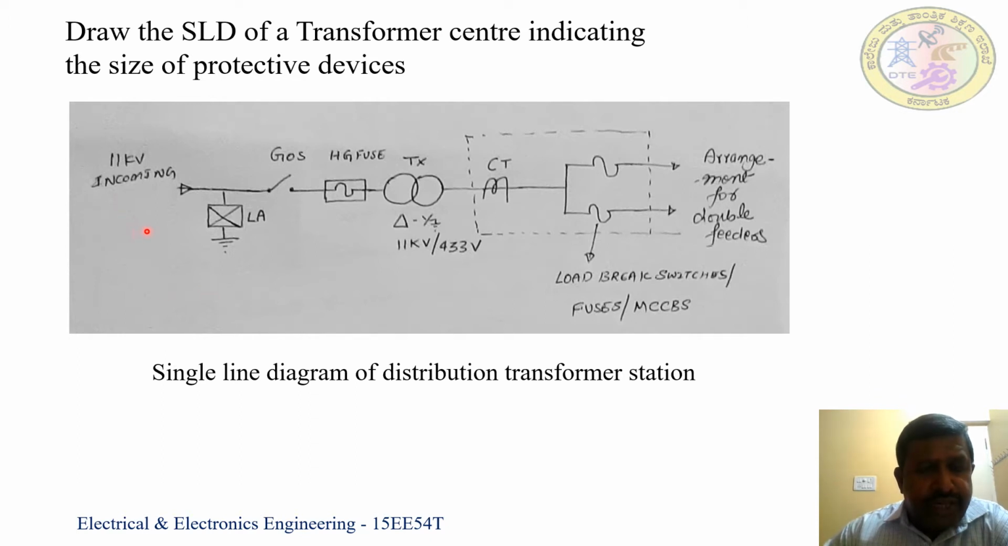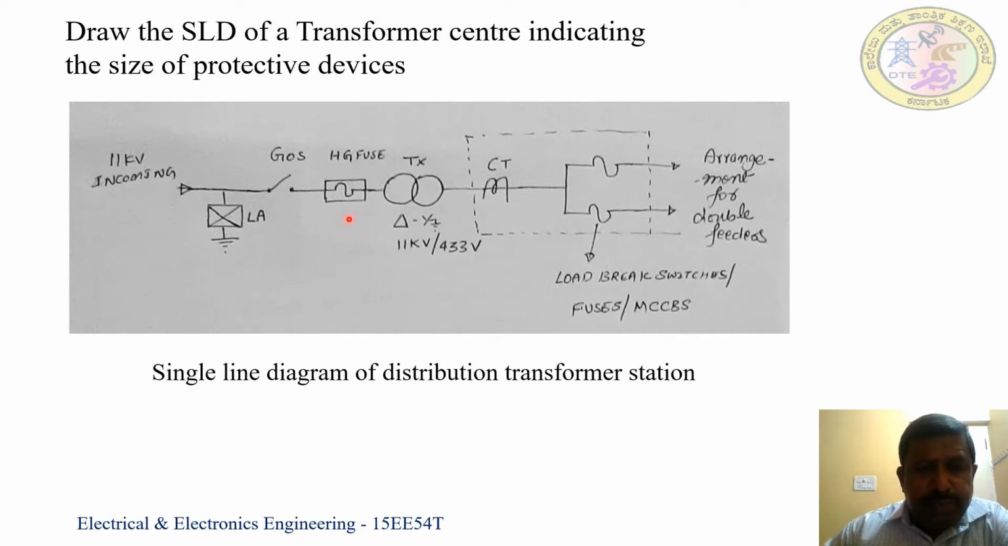Here, the 11 kV supply comes. The first protective device is the lightning arrestor. Whenever the surge current comes, the lightning arrestor becomes a conductor and passes this surge current to the earth. Whenever the regular supply is there, it becomes a perfect insulator. Next comes the GOS. GOS is Group Operating Switch or Gang Operating Switch. It is a switch which connects or disconnects the 11 kV supply from the transformer.